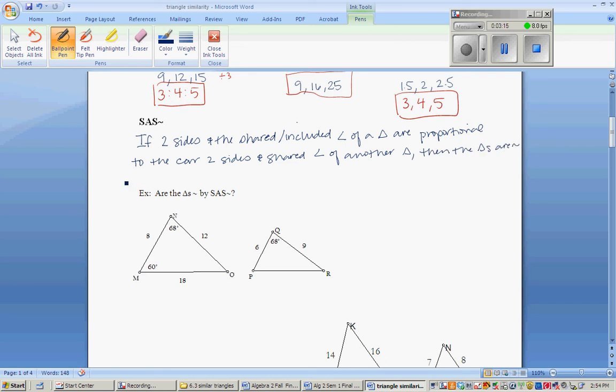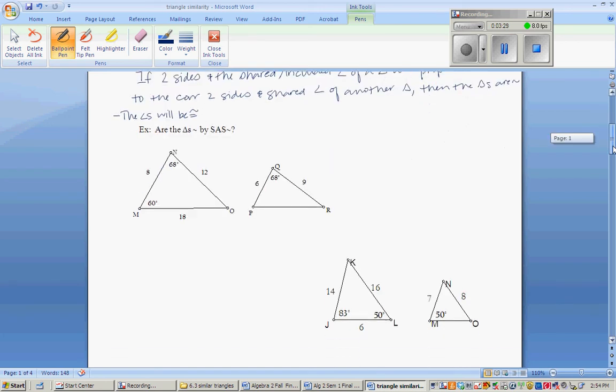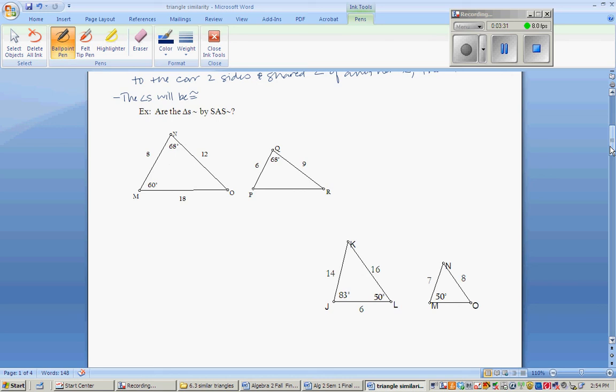Now remember, the angles will be congruent. The sides will be proportional. So what I want you guys to do is I want you to hit pause and I want you to try and figure out, are the triangles similar by SAS? Which means the sides are proportional and the angle that's in between is the same. So take a moment and see what you think, and I'll reveal the answers to you.